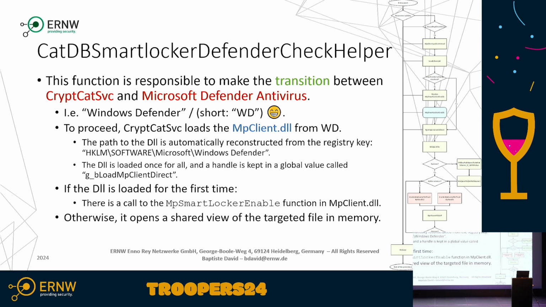It is going to find that DLL based on a registry key, and once the DLL is loaded once for all, the first time it's loaded, you have a specific initialization which is performed by the service, which is called MP Smart Locker Enable, just to enable Smart App Control. Otherwise, it's just shared in memory.